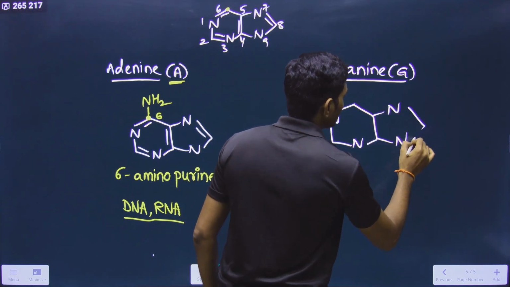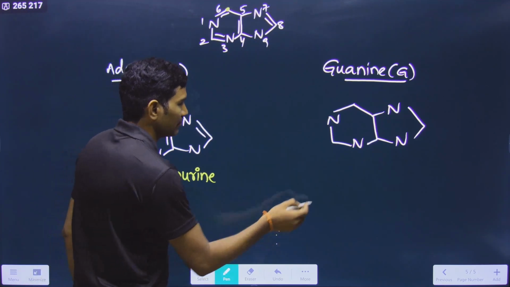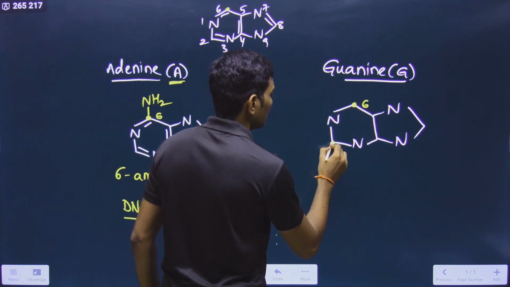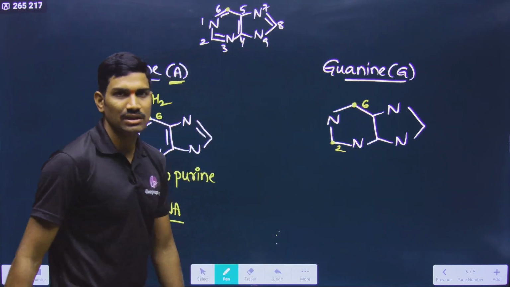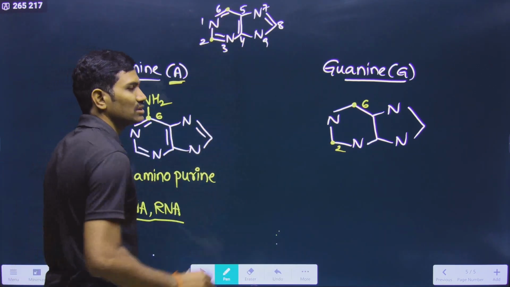This is the basic structure without double bonds. Now, what are the positions that are affected? The sixth one, and this is the second position. Yes or no? This is the second and this is the sixth, right? Yes, these are the two positions.